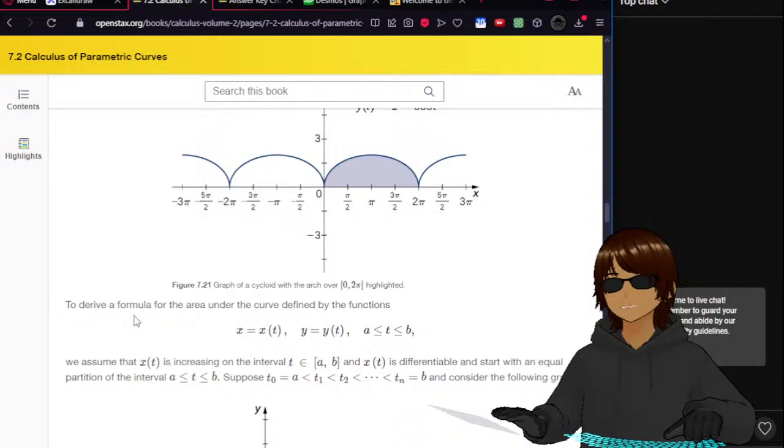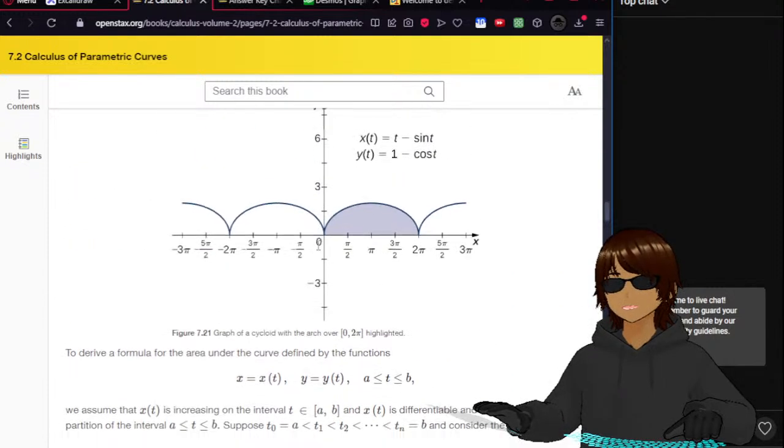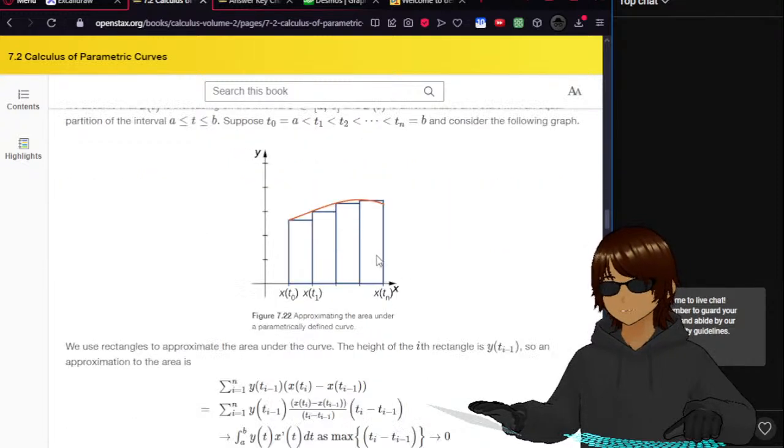To derive a formula for the area under the curve defined by the function, we assume x(t) is increasing on the interval [a, b] and x(t) is differentiable. We start with an equal partition of the interval [a, b]. So suppose t0 is equal to a, which is less than t1, less than t2, all the way to tn, which is b. Consider the following graph.